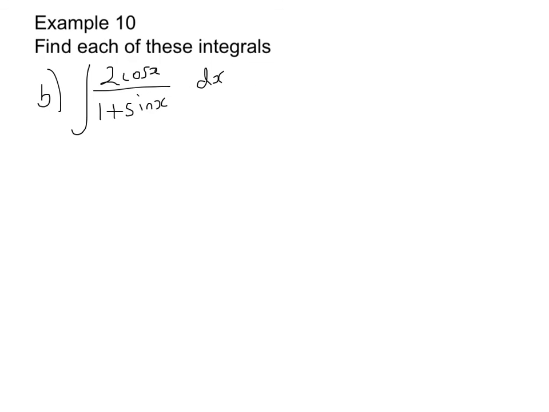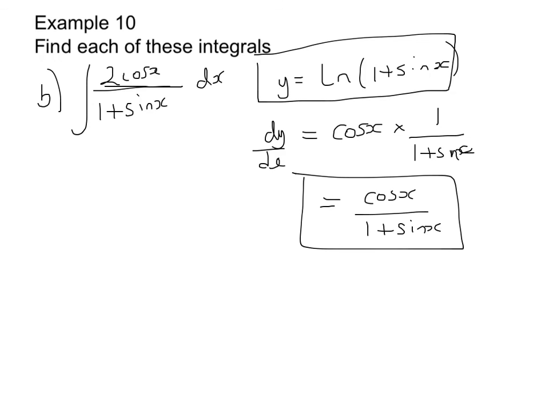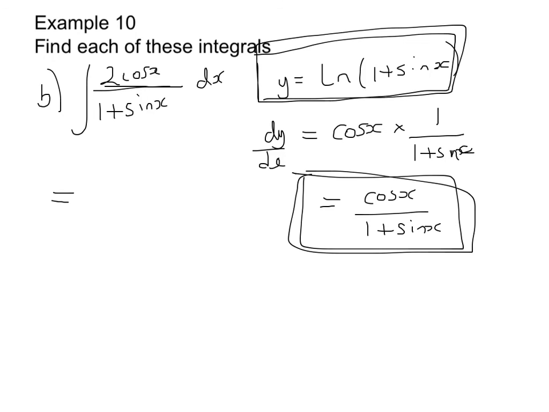Okay. Part B looks a little bit more complicated because it's got a division in it, it's a fraction, and you might think it's a bit more tricky, but whenever it's got this, we're going to be thinking of ln. So let's consider what ln of the denominator might be if I differentiated it. If y was that, then dy by dx, using the chain rule, will be cos x multiplied by 1 over 1 plus sin x, which is cos x all over 1 plus sin x. So I know that if I differentiate this, I get this. Therefore, if I integrate this, I will get this. So the integral of my function here is ln of 1 plus sin x plus some constant of integration.